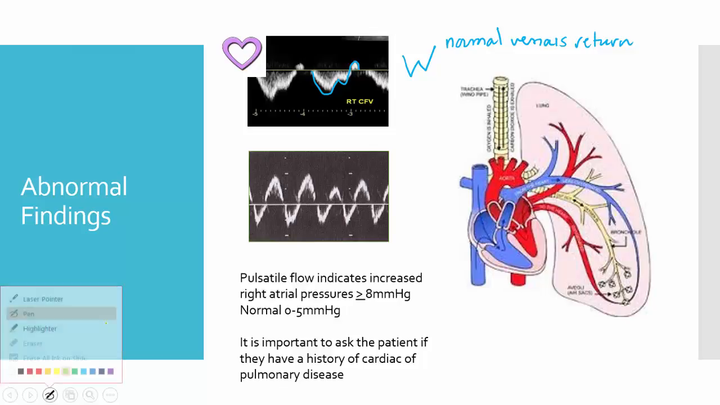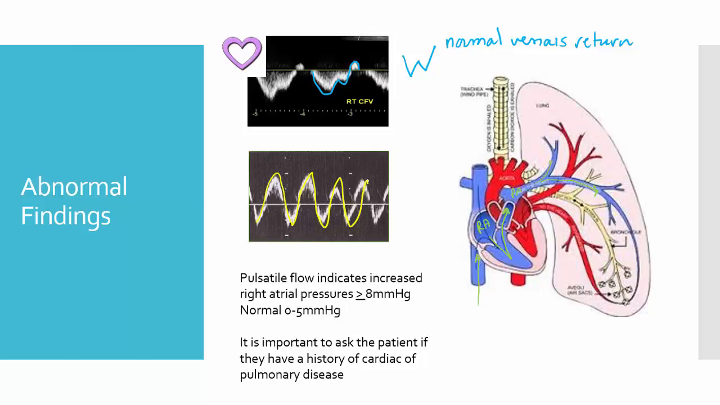Let's have a look at what happens when we have an increase of right atrial pressures. Look at this. We have this very pulsatile up and down flow. We lose that nice W of the systole, diastole, and atrial kick. So what's happening is those right atrial pressures are rising over 8 millimeters of mercury. Those normal pressures of the right atrium are 0 to 5. So when we see something like this, it's important to ask the patient if they have a history of cardiac or pulmonary disease. So let's have a look at how blood returns here.